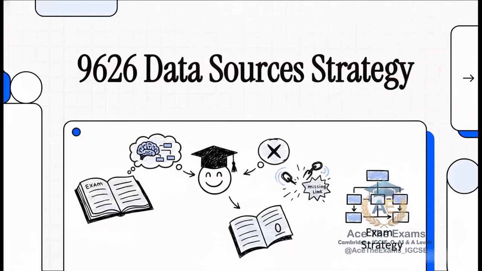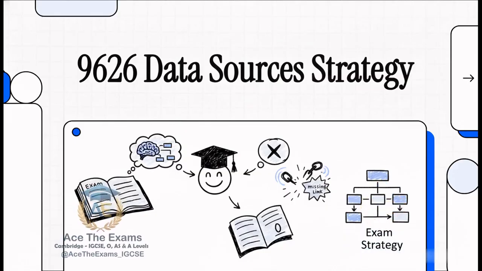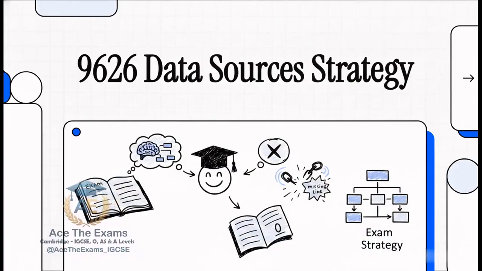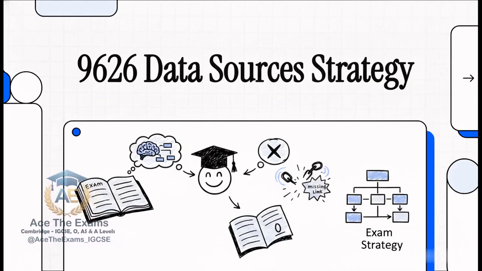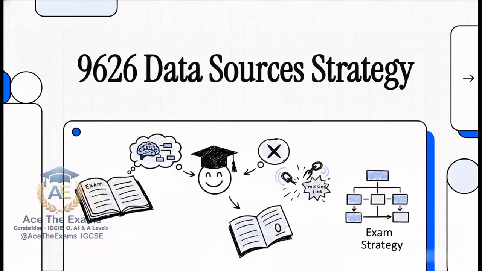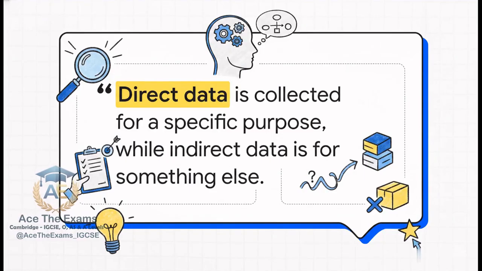Well, what you're experiencing is the single most common, costly, grade-killing mistake that plagues AS-level IT students. Today, we're going to expose exactly what that mistake is, how it's literally destroying your method marks, and most importantly, how to fix it immediately using a very specific exam strategy. Let's get into it.